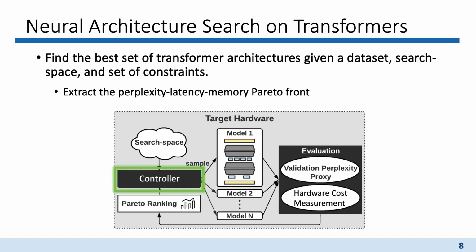The controller conducts the search over this space, and we use genetic algorithms, but essentially any discrete Pareto search algorithm can be used here. For the evaluation, it's straightforward to measure latency and memory of candidate models directly on the hardware. However, measuring perplexity is very challenging, and we need a proxy for it since it is infeasible to train each architecture fully to find the real perplexity.